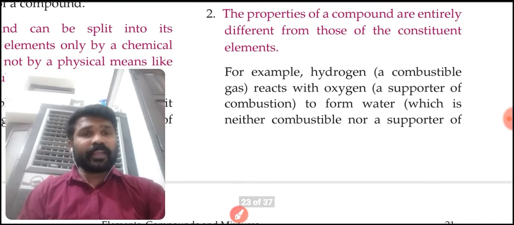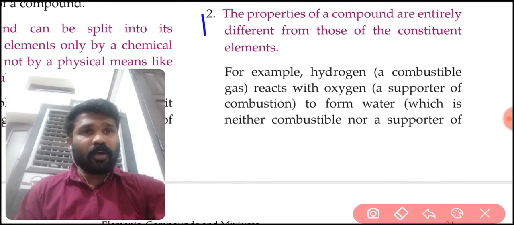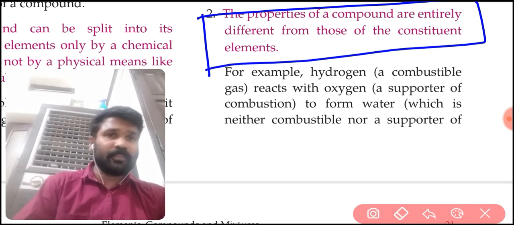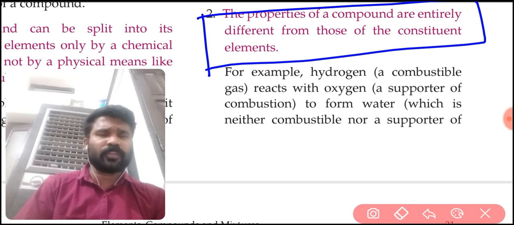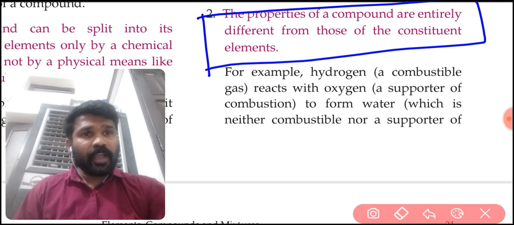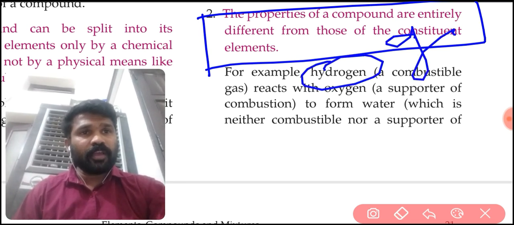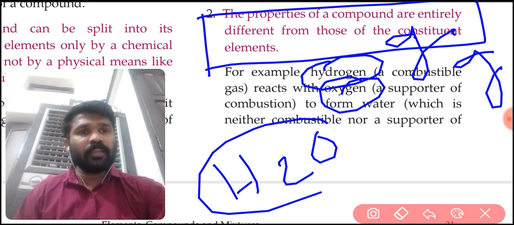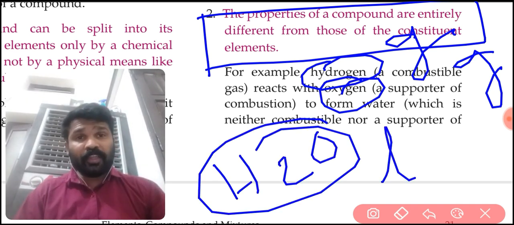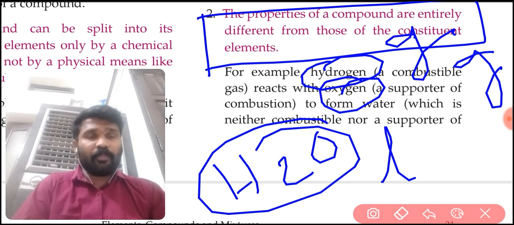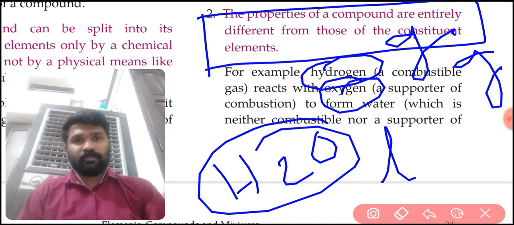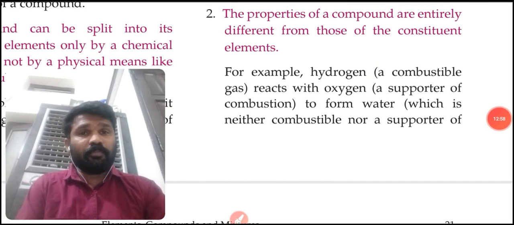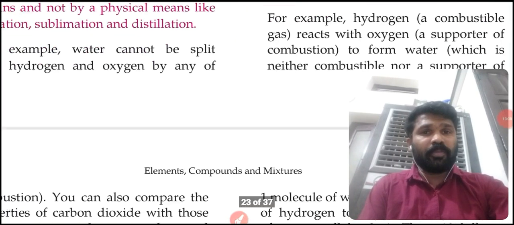Now, second property. The properties of a compound are entirely different from those of the constituent elements. For example, hydrogen reacts with oxygen to form water. We know that hydrogen is a gas and oxygen is also a gas, but we are getting H2O, that is a liquid. By combining two gases, we are getting a compound, water, that is liquid. This water is neither combustible nor a supporter of combustion.